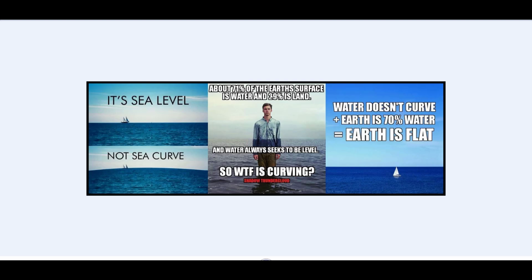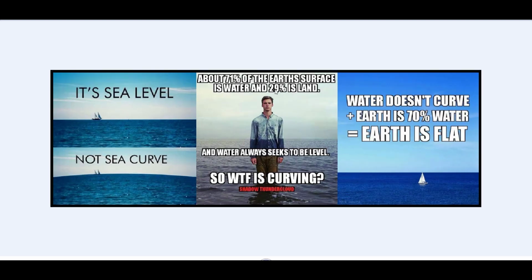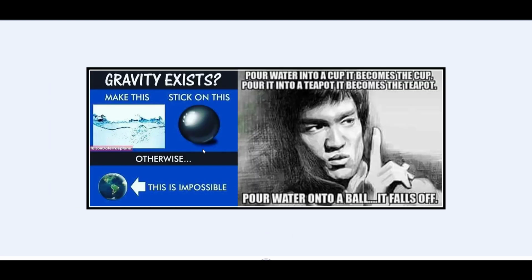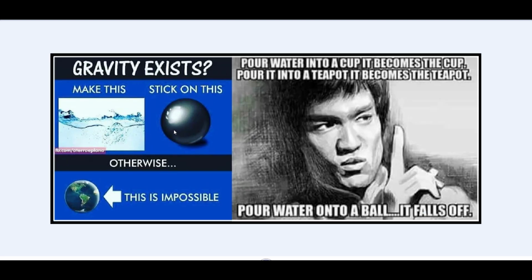About 71% of the Earth's surface is water and 29% is land, at least what we know in the Antarctic Treaty. And water always seeks to be level. Water doesn't curve. Earth is 70% water. So gravity exists, question mark. So make this stick on this. How can we stick water on a sphere?